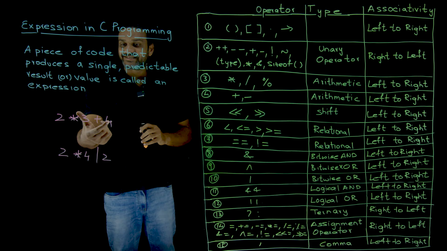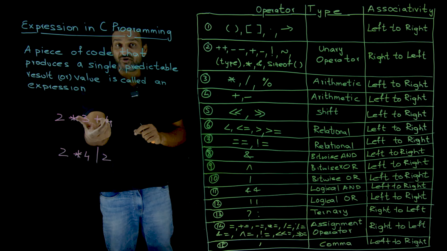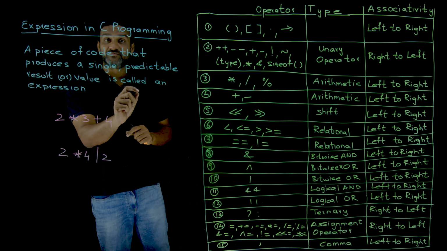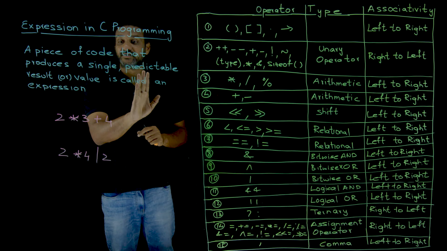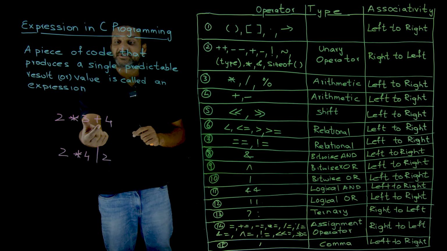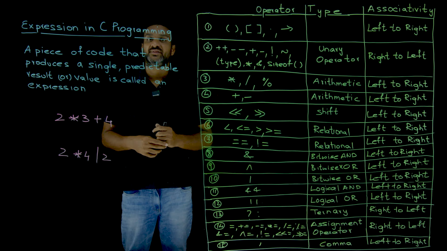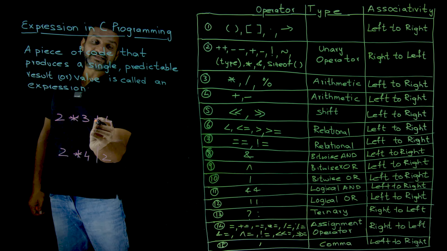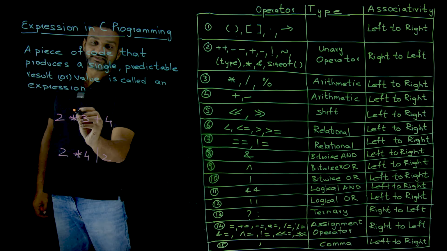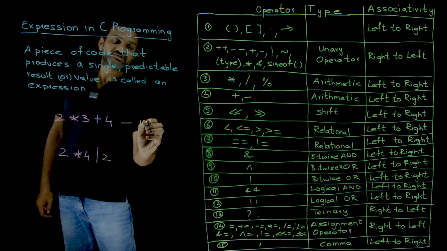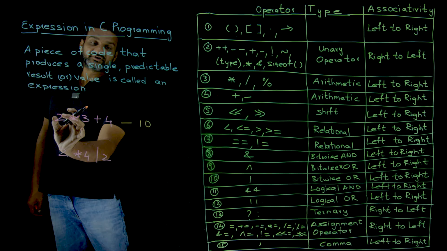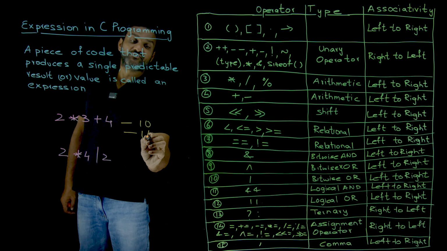Now, for example, if you consider this expression, this is what we call an expression because it is going to produce one single answer. But there is a problem in this expression, because usually we can solve it in two different ways. If you consider this part first, 6 plus 4, we are going to get an answer of 10. If you consider this part first, 3 plus 4, which is 7, and 7 into 2, the answer is going to be 14.